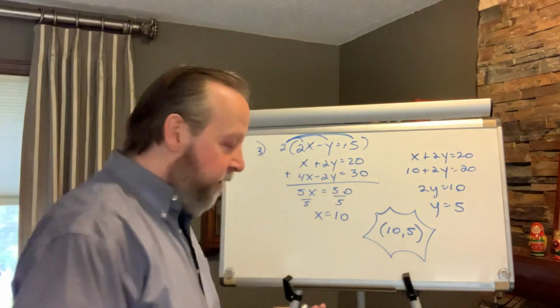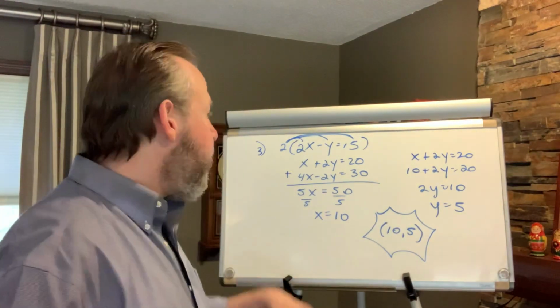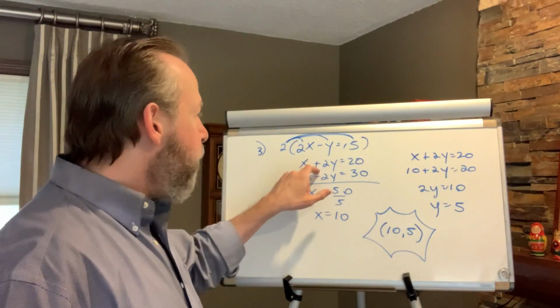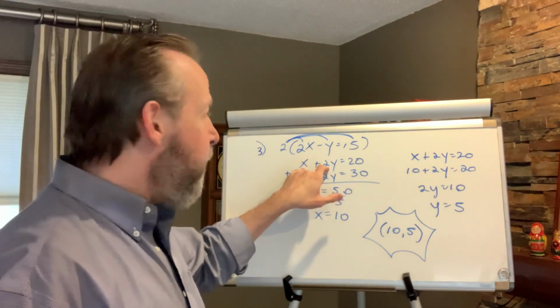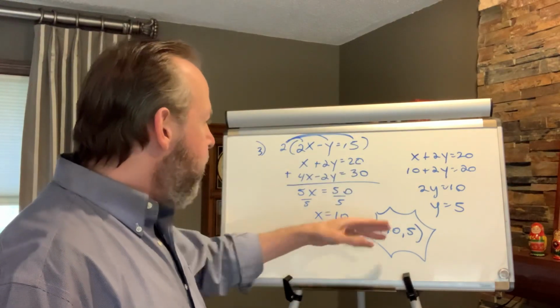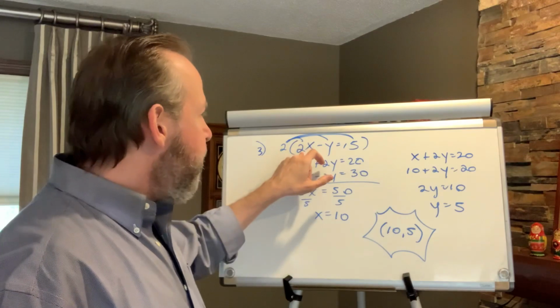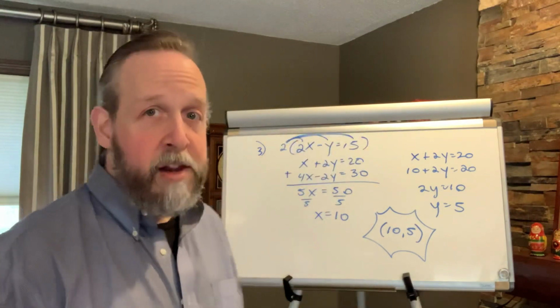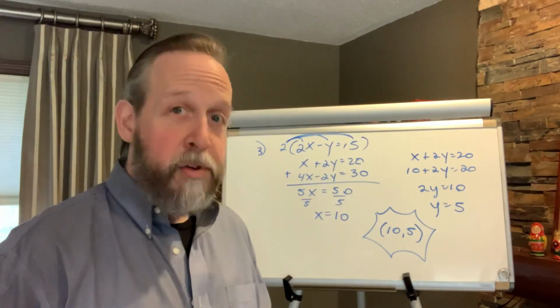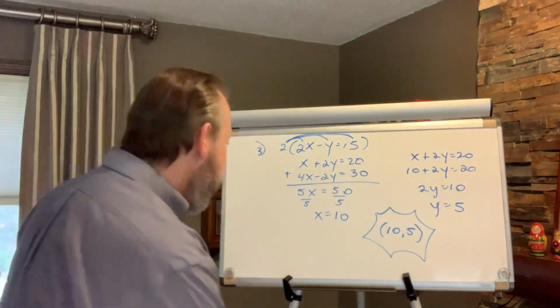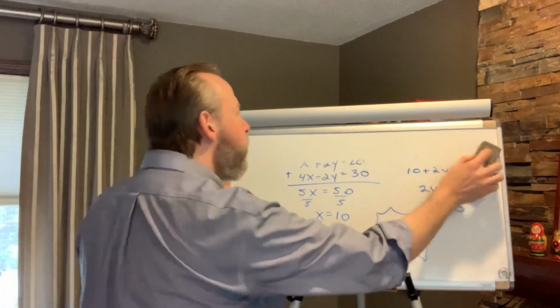Again, if you want to verify it, you can always plug it in. If I plug in 10 for x and 5 for y, 10 plus 2 times 5, which is another 10, is 20. Plug in 10 and 5: 2 times 10 is 20, minus 5 is 15. It does work. It's always a good idea to double check. And that was 3.